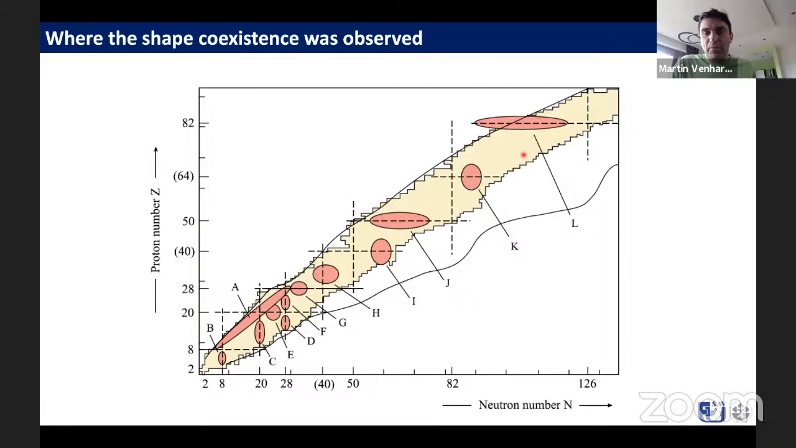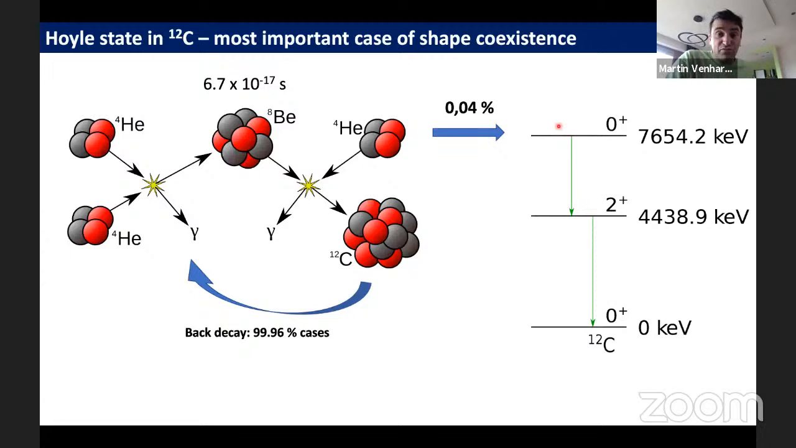This is called shape coexistence, and these are the regions of the table of isotopes where it was observed. We will be dealing today with these nuclei. Is shape coexistence important for us? The answer is absolutely, because otherwise we would not be here.